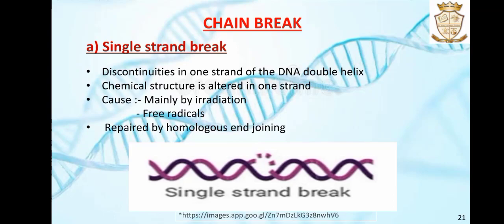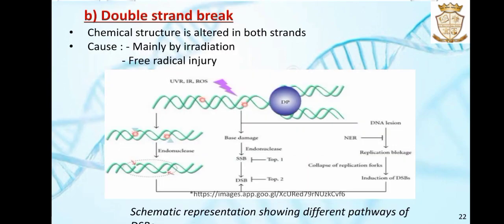Chain breaks. Single strand break: discontinuities in one strand of the DNA double helix. Chemical structure is altered in one strand. Caused mainly by irradiation and free radicals. Repaired by homologous end joining. Double strand break: chemical structure is altered in both strands. Caused mainly by irradiation and free radical injury.